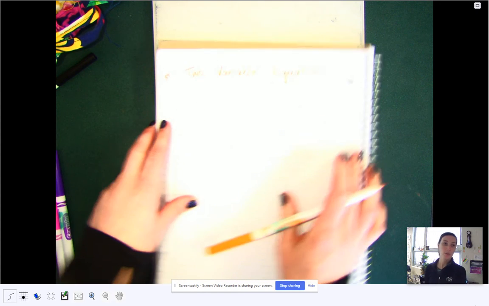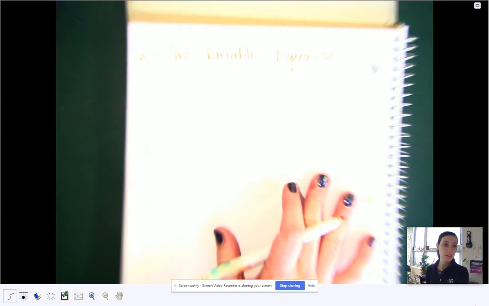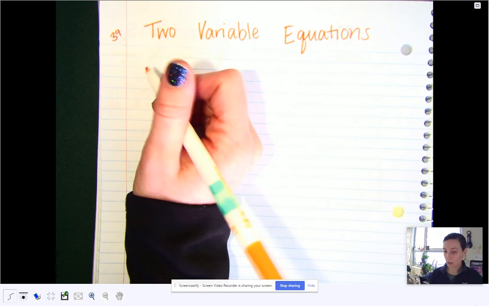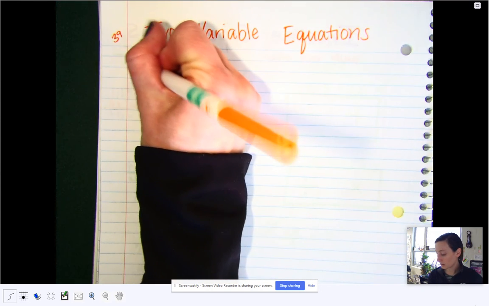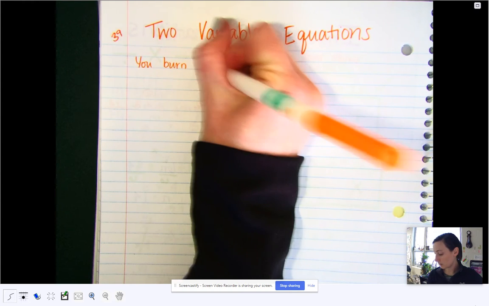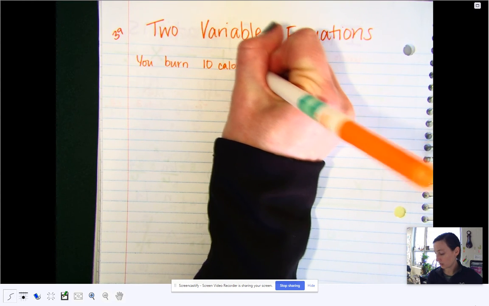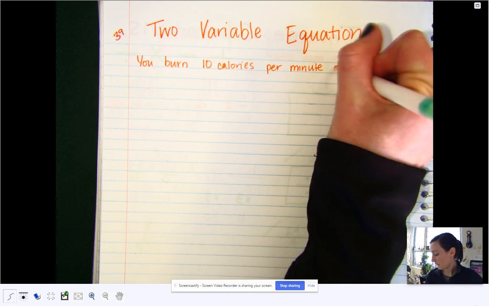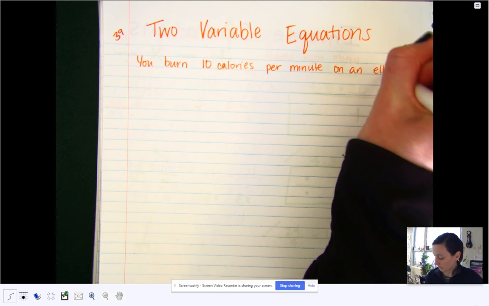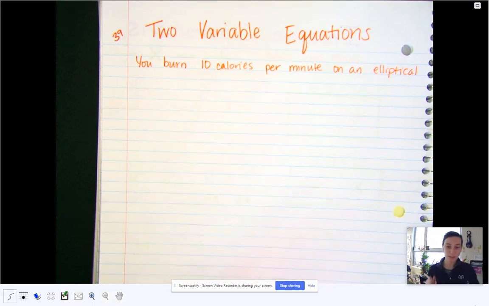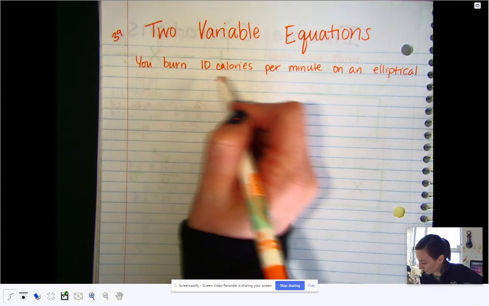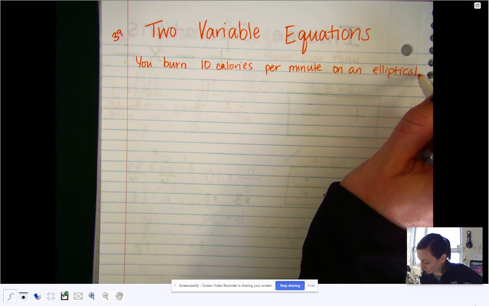And so let's imagine you burn 10 calories a minute on an elliptical. I don't know if that's true, by the way. An elliptical is the machine that it's like you're running, but also floating. I used to love it back when we were allowed to go to the gym. Burn 10 calories per minute on an elliptical.